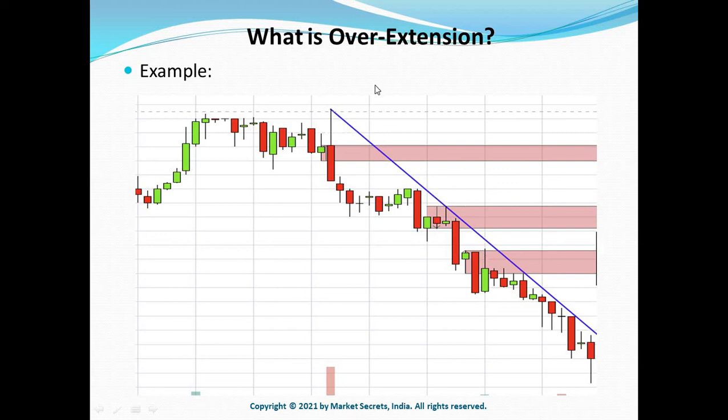So I hope you have understood what overextension is and how it can be used for making trading decisions. This brings us to the end of this episode.